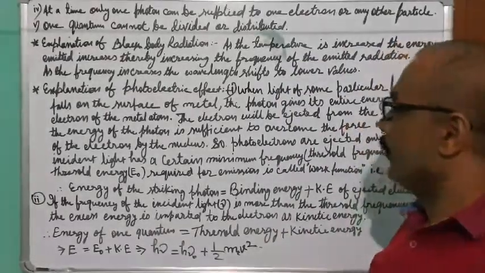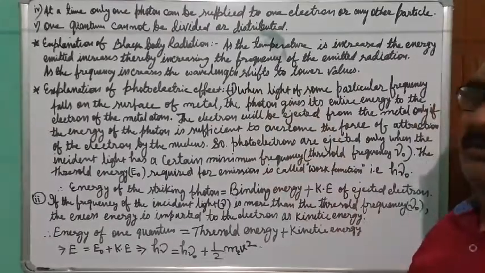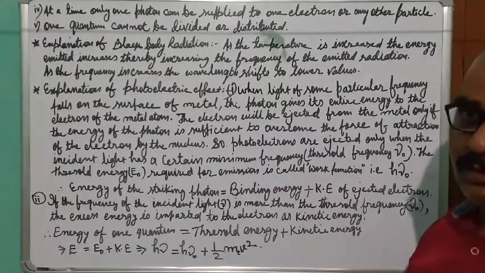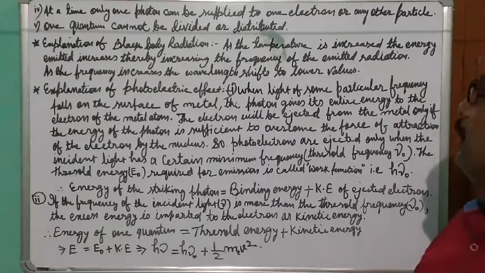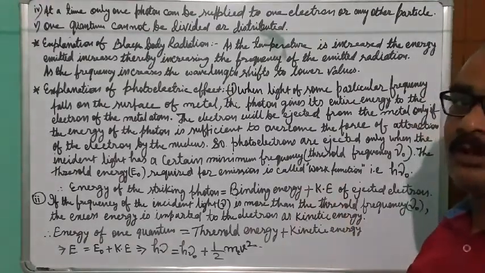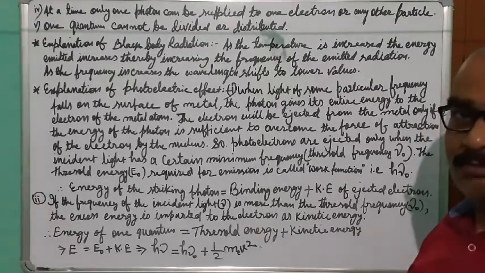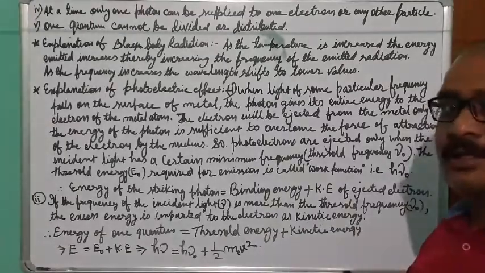That is why this was not explained by Maxwell's wave theory. So how does the color change? When the color changes, it means a different kind of energy, a different frequency is there. So how does this frequency change?